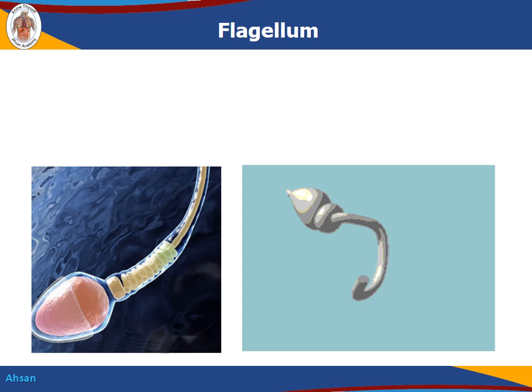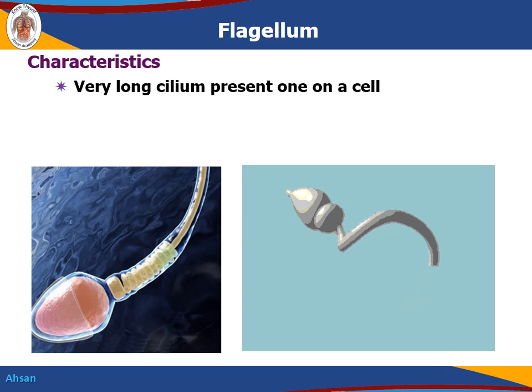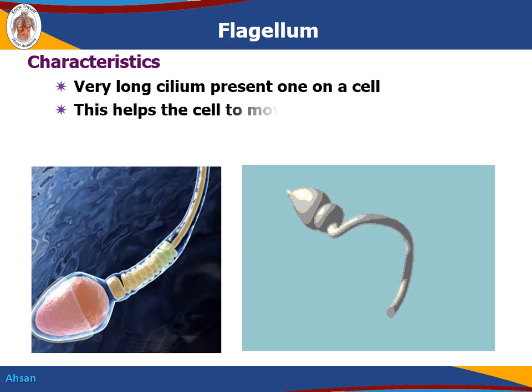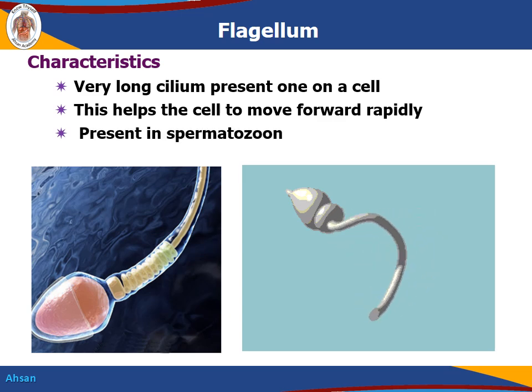Flagellum. This is the longest cell surface modification. It is tail-like. One cell has one very long process. It helps the cell to move forward. They help in swimming the cell or pushing the cell forward. This is observed in the spermatozoon, meaning the sperm of the male.